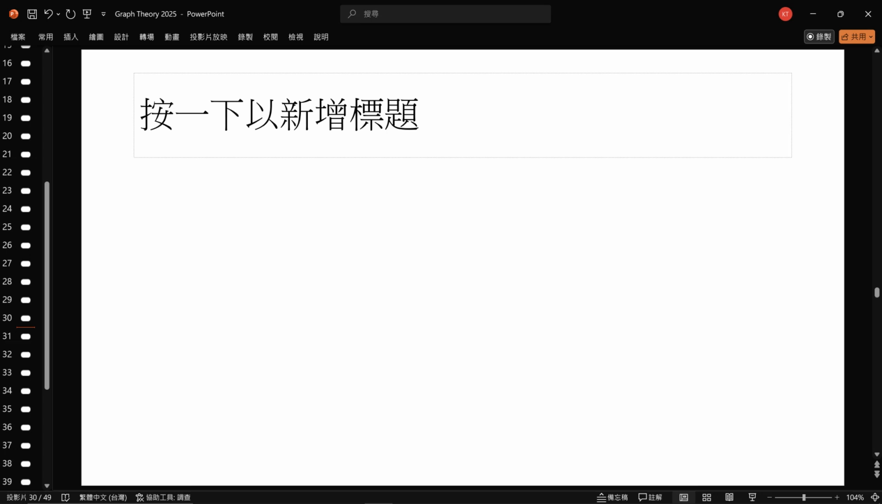So next we're going to prove that if you have a disconnected graph and the total degree is large enough, then we can always find a cycle. Okay?